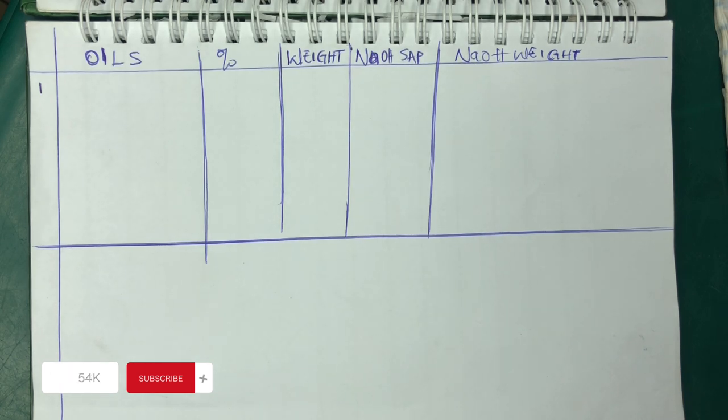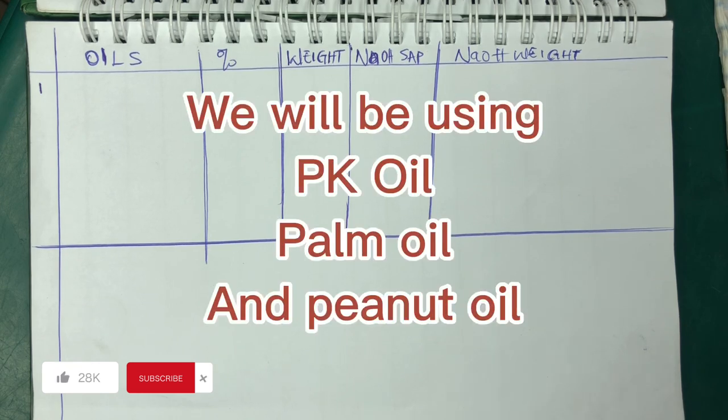Today I'm going to be teaching you how to calculate the quantity of the caustic soda you need for your soap production. In other words, how to calculate your lye solution using a saponification chart. So I'll be using three oils for example. These are the oils you can commonly see in your area.